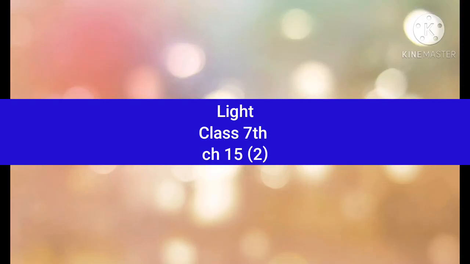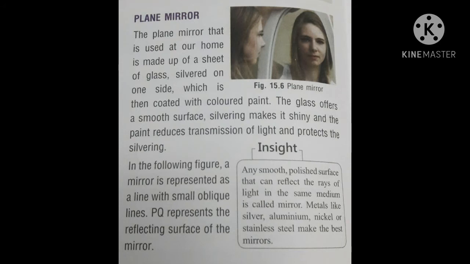Light, Class 7th, Chapter 15, Second Part. Children, in the first video, we have studied up to Activity 2, that is to show that a smooth and polished surface produces an image when light falls on it. Now we will start from the topic plane mirror.